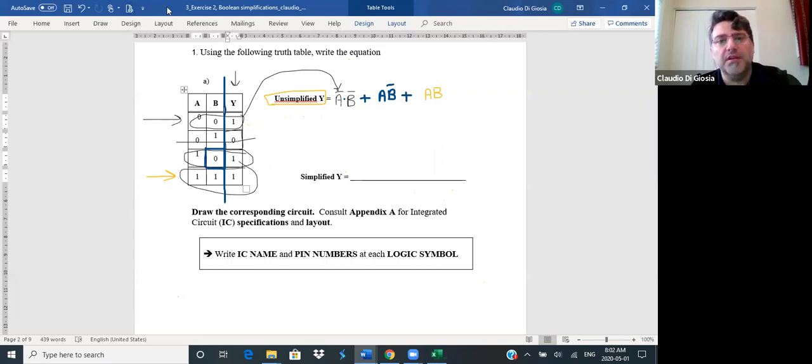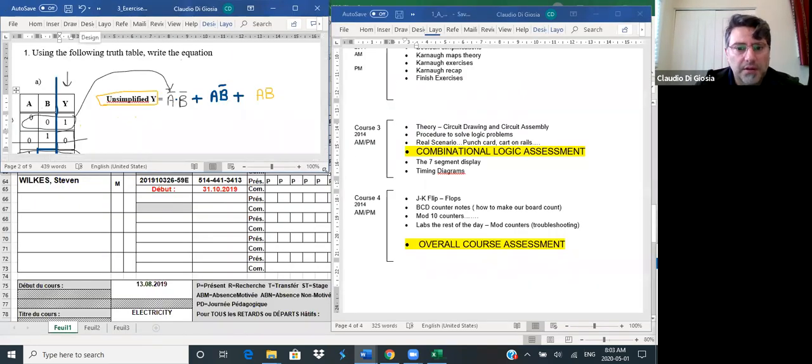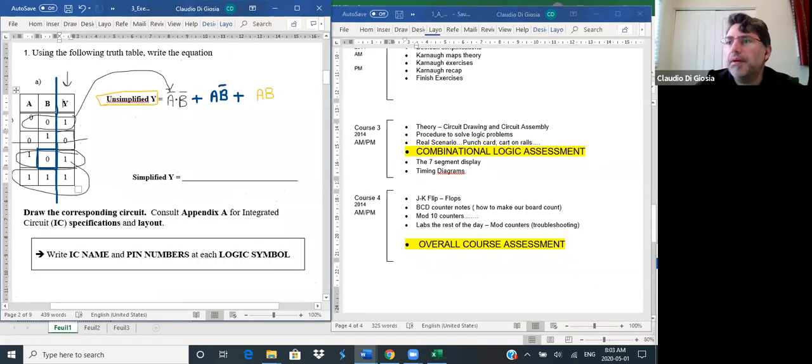Now we want to use the laws and theorems. What I recommend to you, okay, is to try to factor out. You can still use the laws and theorems. Here, I can put this on the side here. I'm going to try to open up.